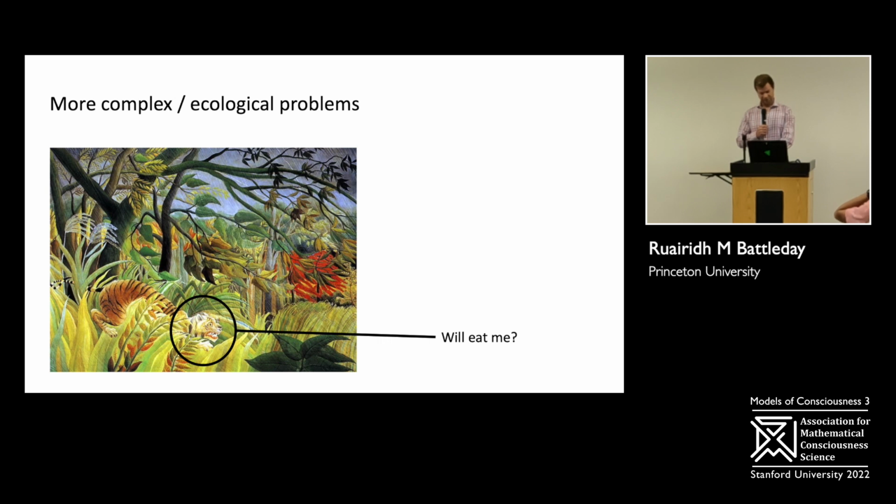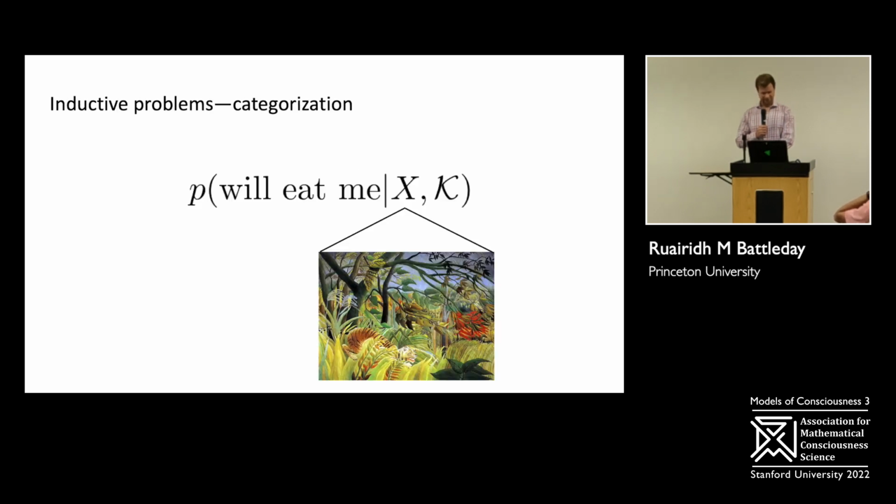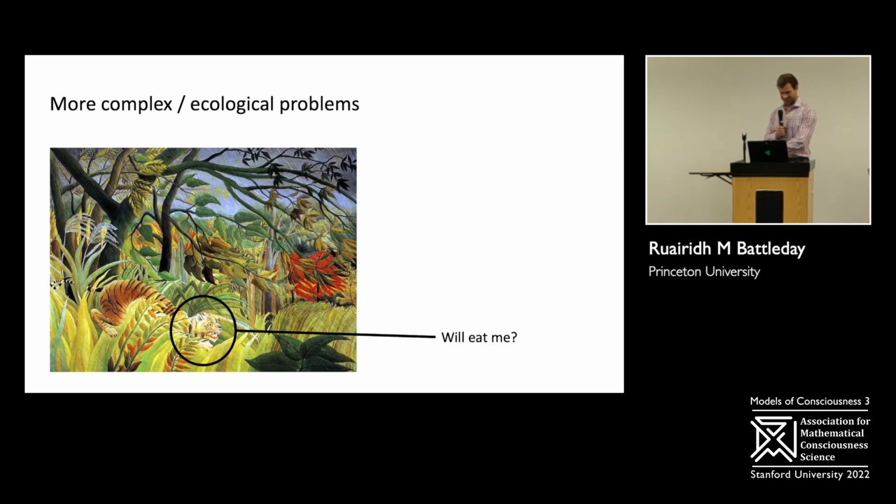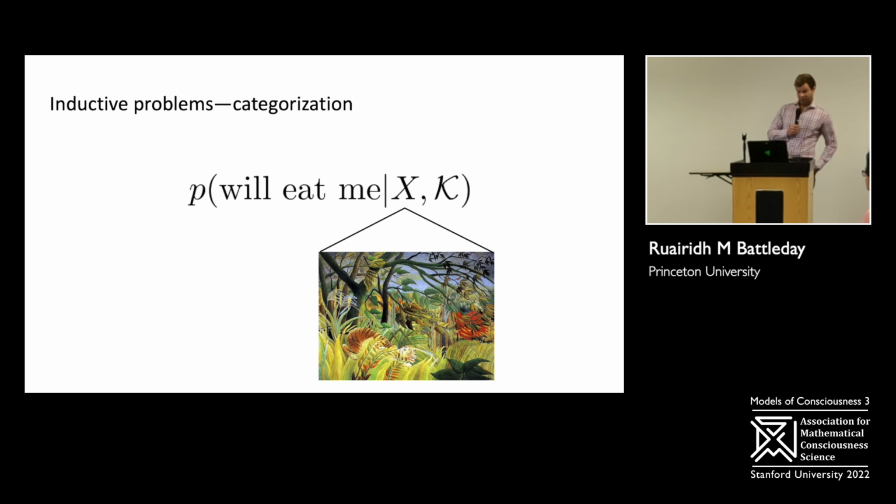So this question of will this tiger eat us or not? I think the first thing to do is recognize that this is an inductive problem. It's massively underdetermined by the data. And I think we are imagining here that this is a real life scene rather than a painting by Rousseau. And people have formulated this as a problem of probabilistic inference. Okay, so what is the probability of this latent property, will eat me, given the data we've seen? Let's write that down as X, and our background knowledge, the set K.